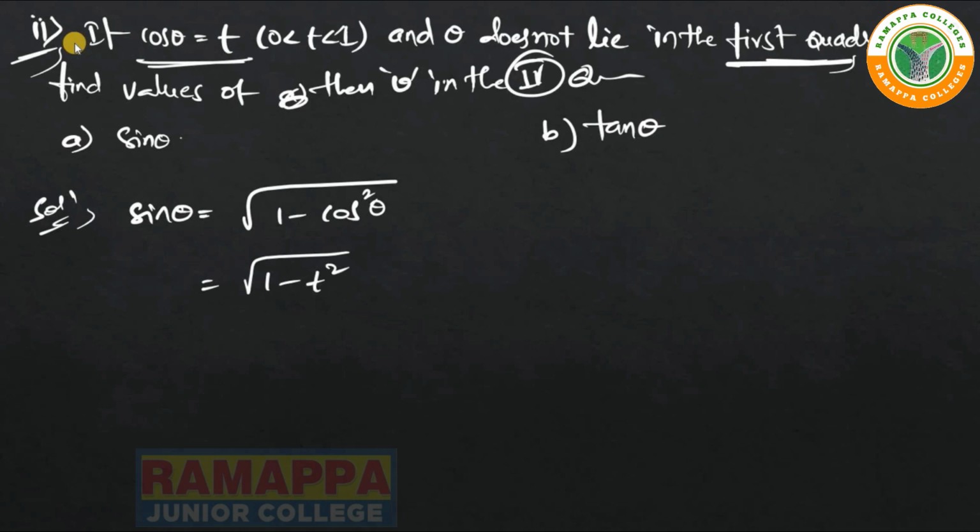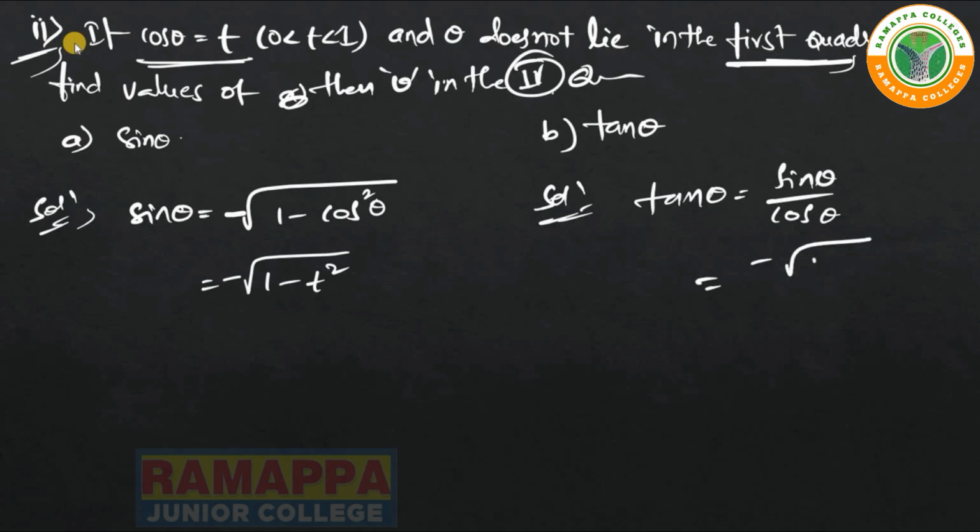Sin theta will be negative in the fourth quadrant, so the value is minus the square root of 1 minus t square. Now the second one, we have to find tan theta. Tan theta is equal to sin theta by cos theta, which is minus the square root of 1 minus t square divided by cos theta. The cos theta value is t. So the answer is minus the square root of 1 minus t square divided by t.